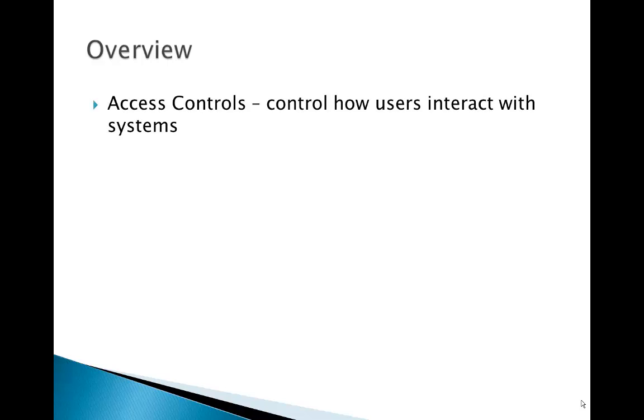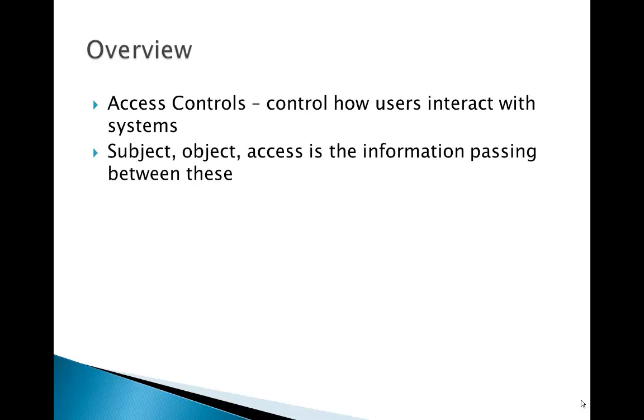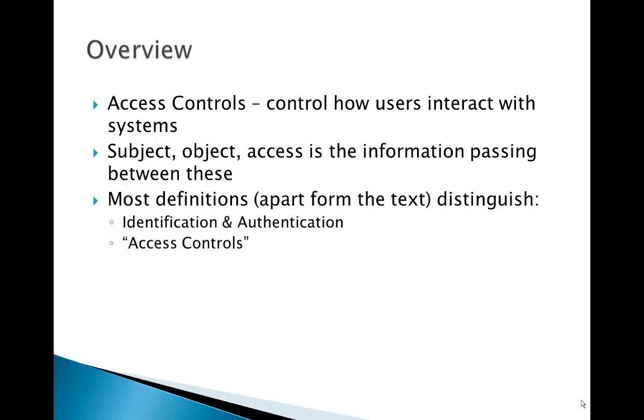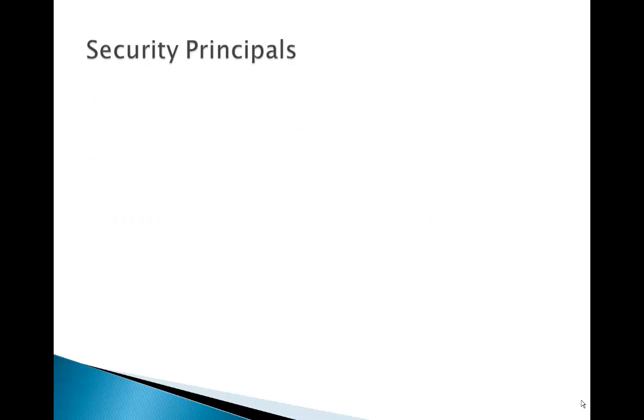Overview. Access control controls how users interact with systems. Subject, object, and the access is the information passing between these. Most definitions, apart from the text, do distinguish identification and authentication, proving your identity, from what are more commonly called access controls, which is a list of resources that you're allowed to use once you're authenticated. The book, perhaps following after the CISSP Common Body of Knowledge, combines these two into one general category of access controls.